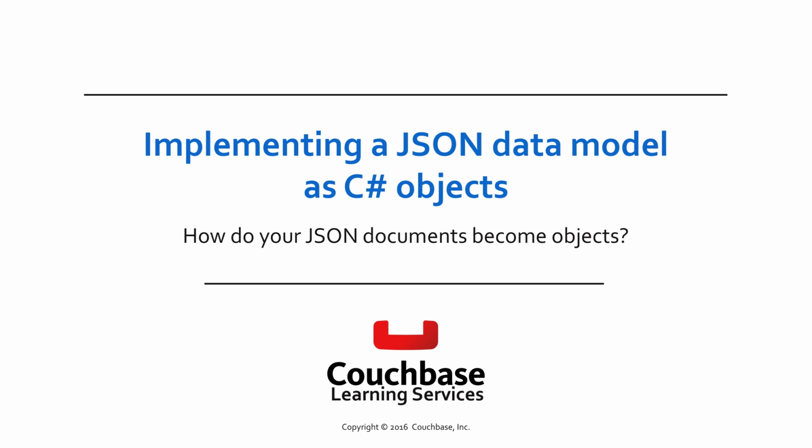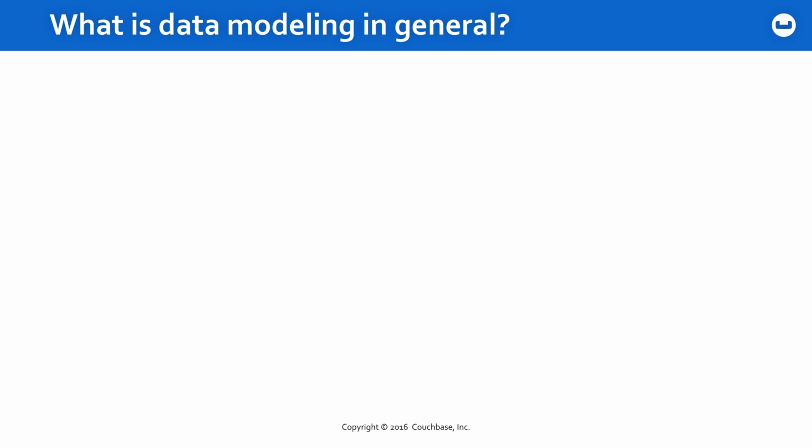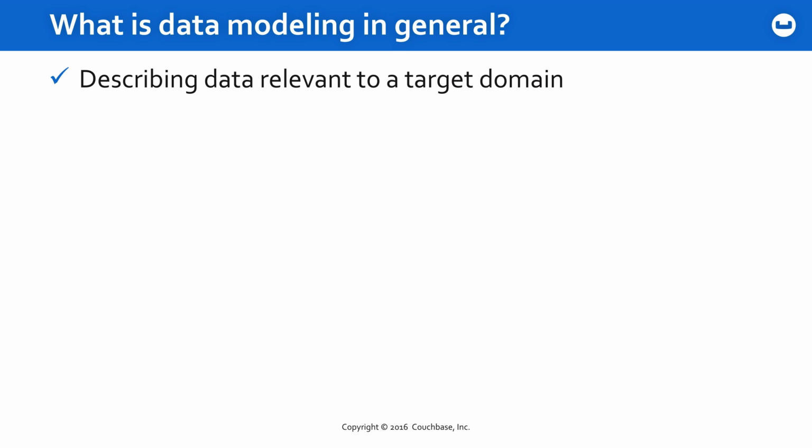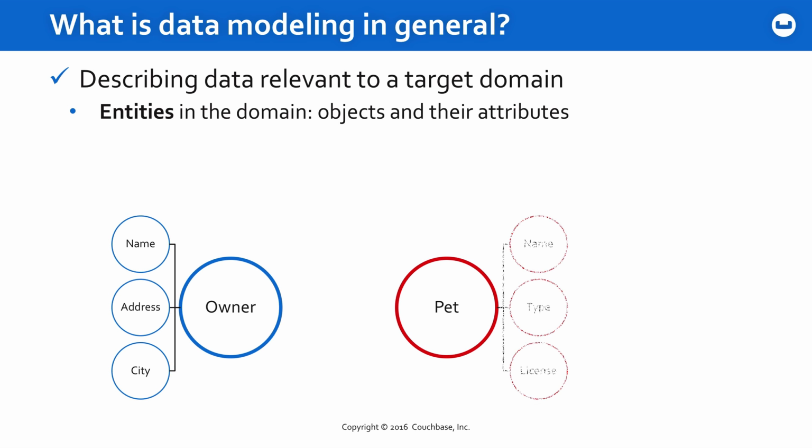In this lesson, we're going to take a quick look at some issues that you face when you begin modeling your data in JSON, and then a bit about how that JSON is going to map into C# objects through the API controller. So first, what does data modeling mean in general? Well, it's how you describe data that's relevant to the target domain, to whatever it is that you're trying to create. So it often is spoken of in terms of entities in the domain, objects and their attributes, like owner has particular attributes and pets have particular attributes.